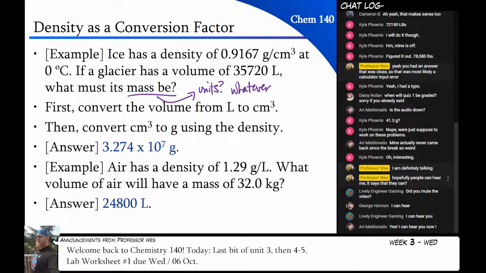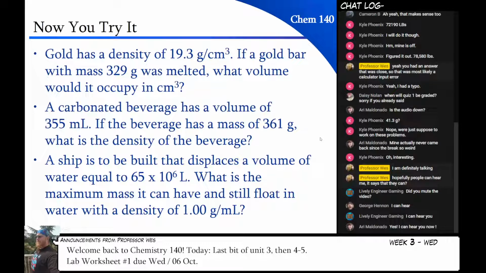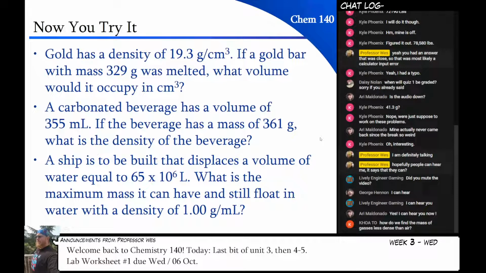There you go. So those are some actions and operations that you can perform with the density equation. I have a few last examples for you to try here. How do you find the mass of gases less dense than air? You treat it the same way. However, we would have to use isolated or pure samples. We're going to talk about pure samples versus mixtures later on.